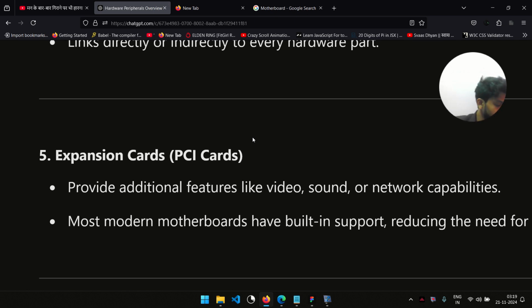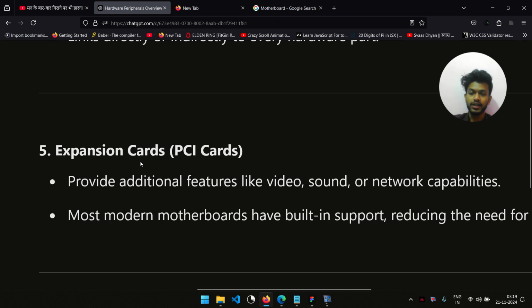I'm running out of time. Motherboard. Have to be quick. CPU is done, RAM is done, SMPs is done, and after this, the motherboard is done. RAM is also placed on the motherboard as well.